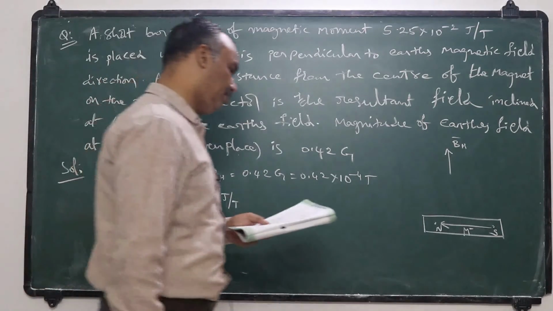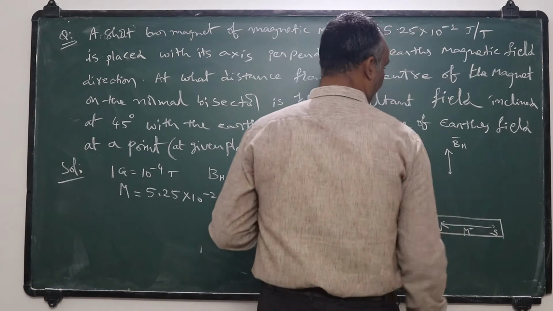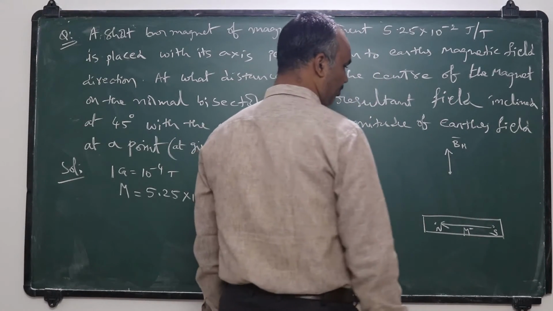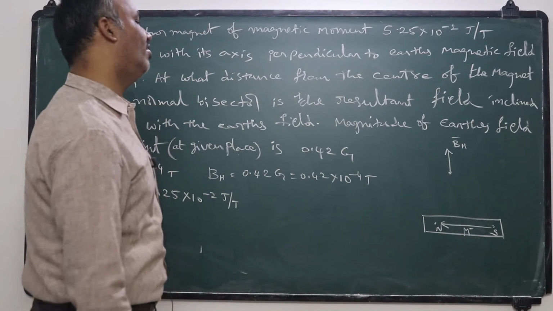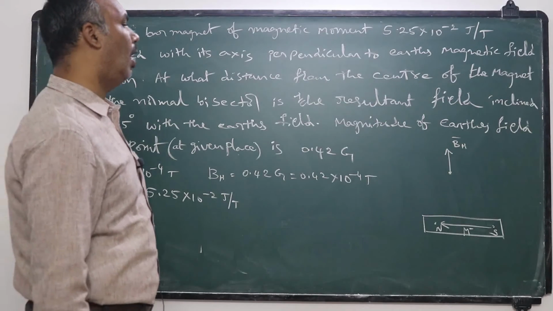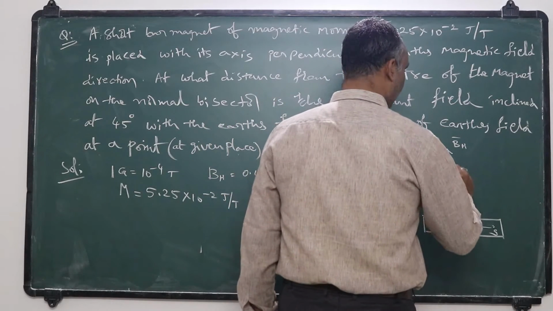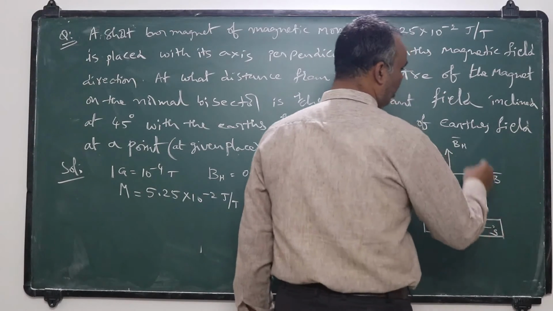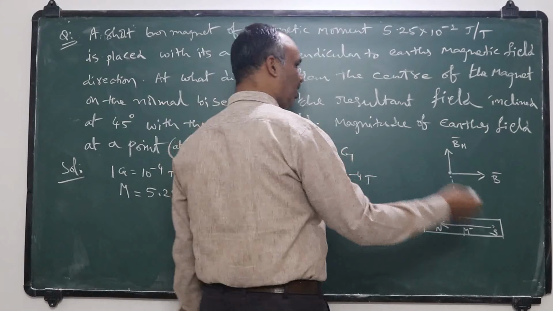So at a particular point P, the magnetic field due to this short bar magnet, already we had a discussion. As per the discussion, on the equatorial line the magnetic field vector is opposite to the magnetic moment vector. This is B bar due to the magnet. This is BH bar due to the Earth. We will discuss the Earth's magnetic field in the next video session.